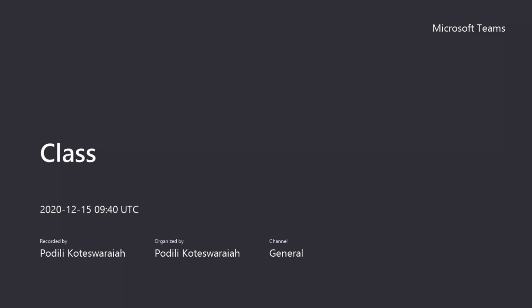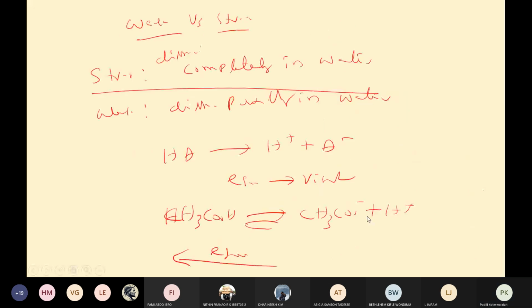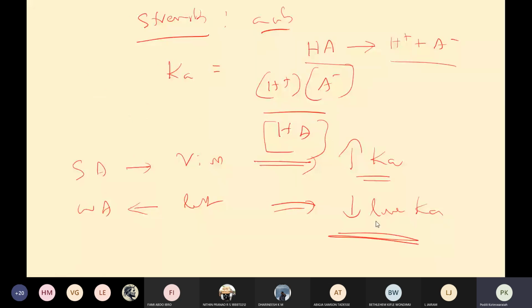So, continuing from the morning class, where we discussed the physical properties of water and also the ionization of water. Then we discussed the three theories of acids and bases, that is Arrhenius theory, Bronsted-Lowry theory, and Lewis theory. Then we discussed what strong acids and strong bases are, and we also explained the relationship between the strength of an acid and Ka and pKa.